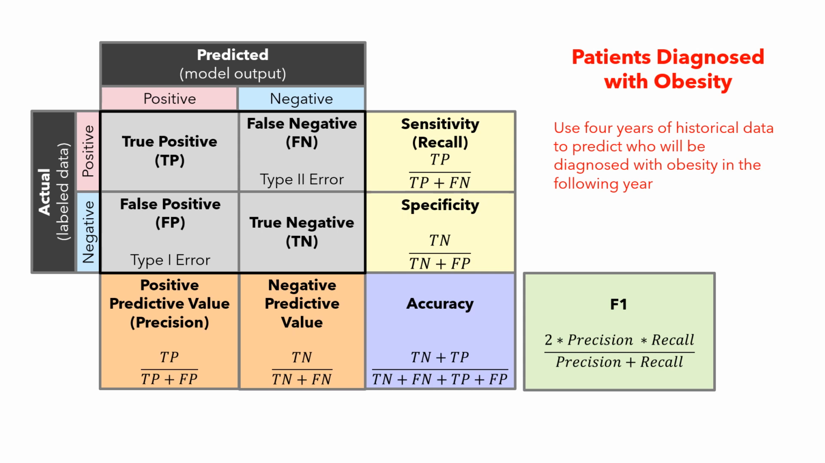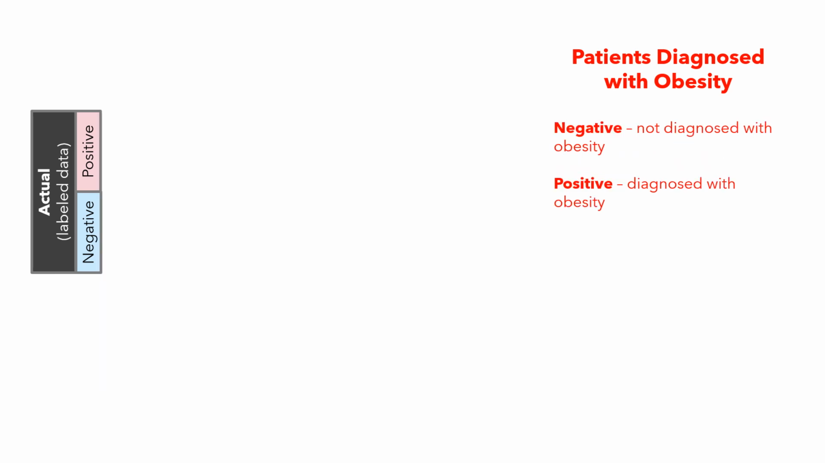And to better understand this, let's say we have 5 years of diagnosis data, and we're using the first 4 years of data to predict who will be diagnosed with obesity in the last year. So let's break this down.